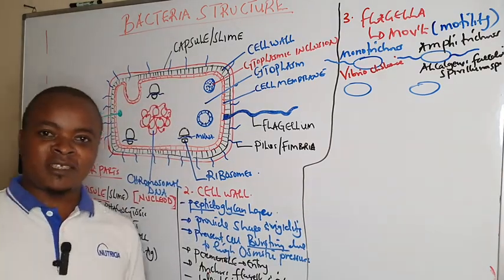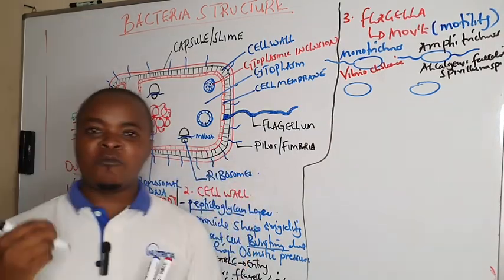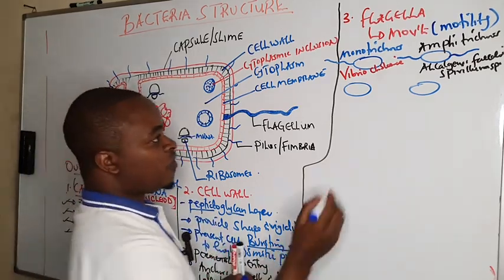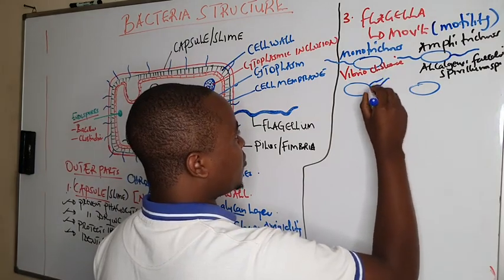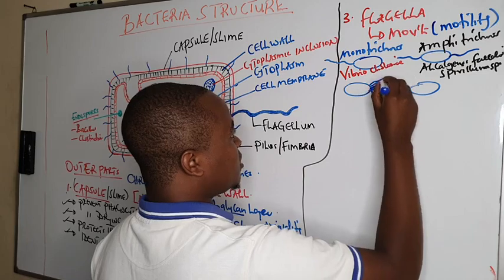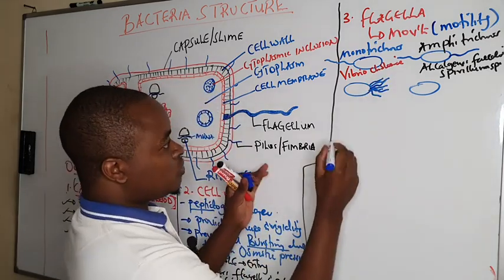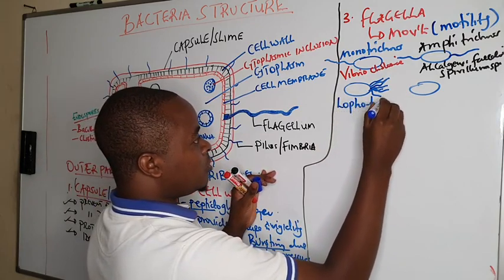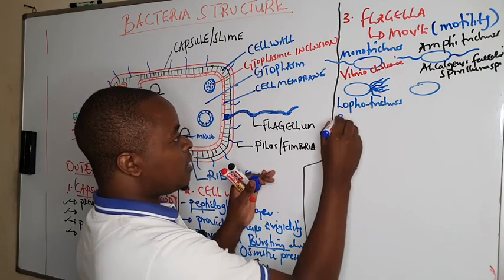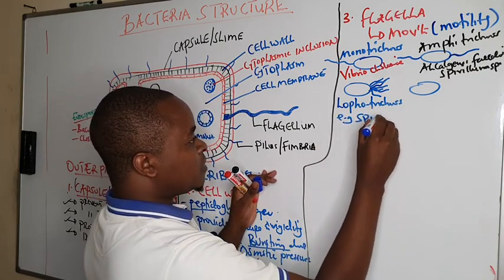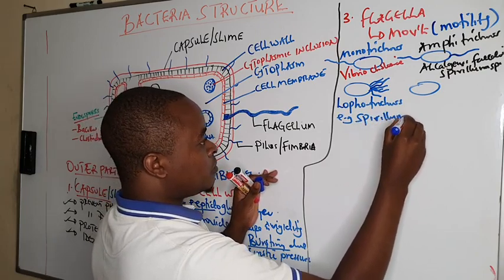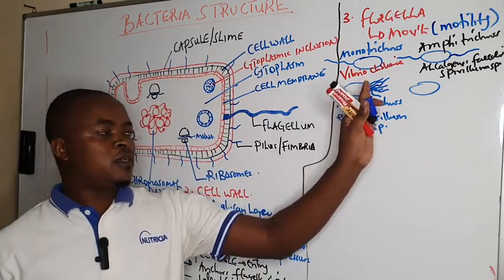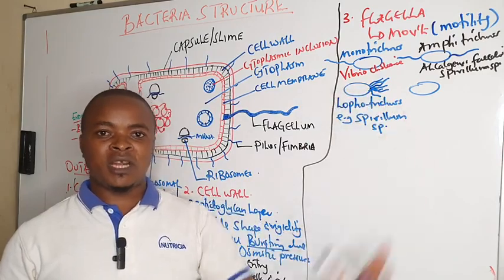Then there are those bacteria whereby you find they have more than one flagellum at one end. For example, you find a bacteria with many flagella at one end. And these ones, we call them lophotrichous. And here an example we can give is Spirillum species, which possess more than one flagellum at one end.